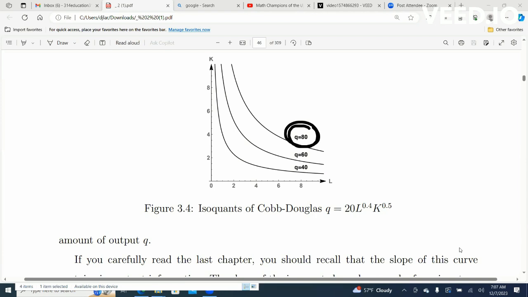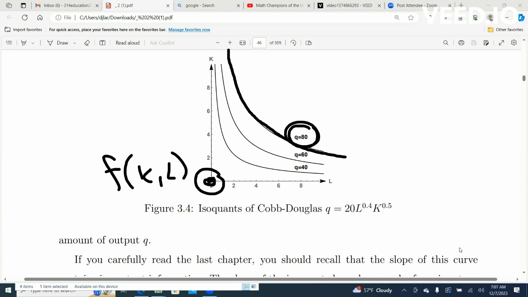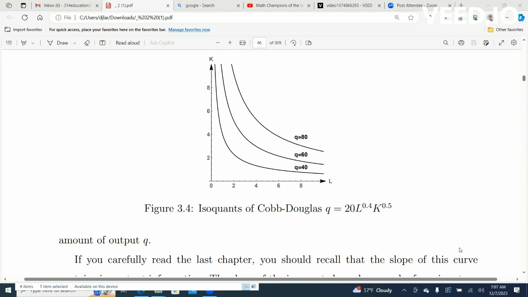So remember, Q is coming straight up out of the page. The F of K, L, which is Q, is a three-dimensional graph coming straight up out of the page. One of these is one Q. So this isoquant, this contour line, is going to be Q equals 80. So what does it represent? It represents every combination of L and K such that Q equals 80. And that's the only point.